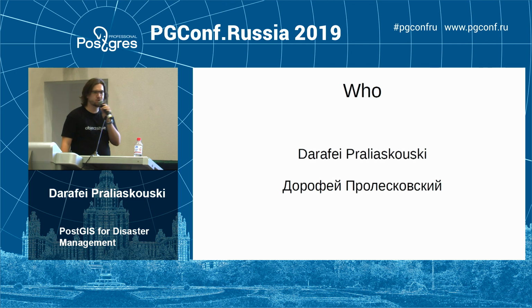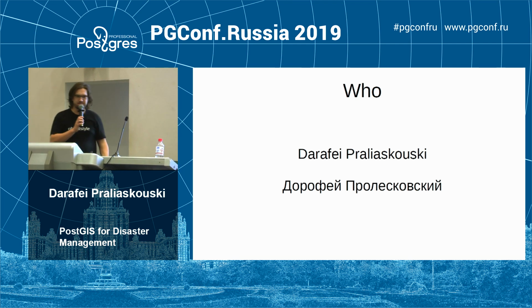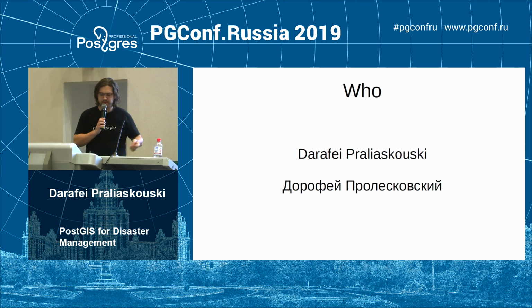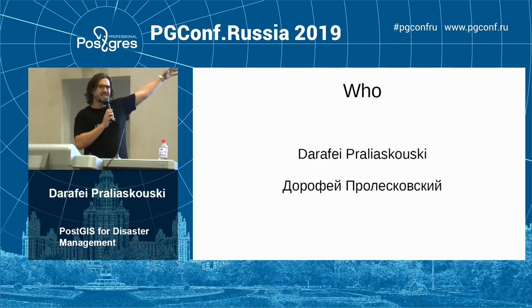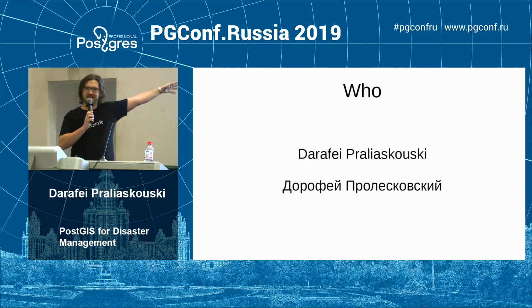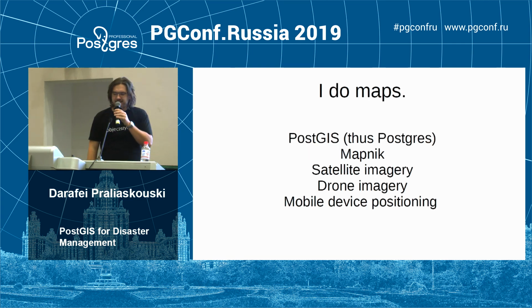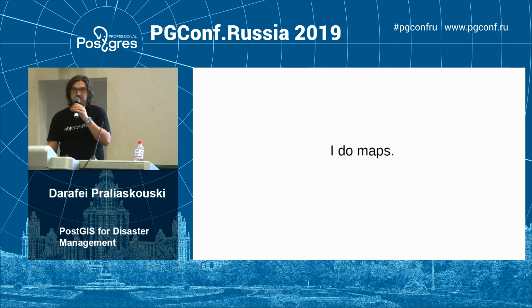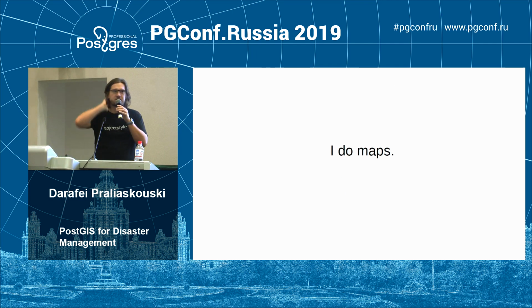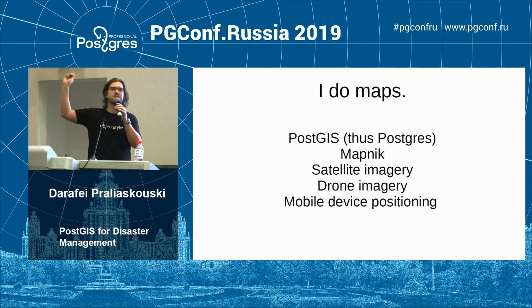Well, who am I? I am Darafei Praliaskouski. I'm writing PostGIS. My name is spelled this way, and if you mix it up, in Russian it's with O, in English with A. This is the specifics of Belarusian people. I actually do maps. I've been doing maps since 2008, and I do PostGIS mapping.